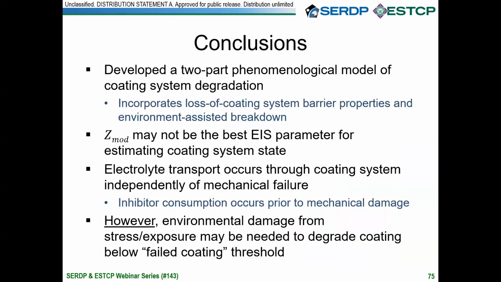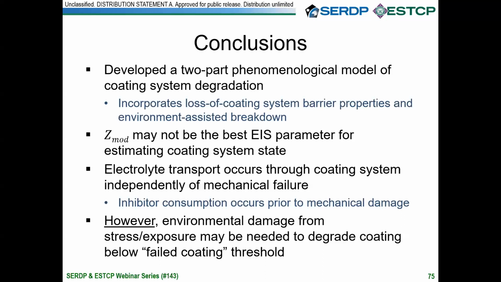So just to wrap up here, I'll touch on a couple highlights. In terms of the modeling, we have so far a two-part phenomenological model of the coating system degradation that includes tracking the parameters that we obtained from our EIS measurements to determine the state of the coating system, and then using diffusion models to try to estimate electrolyte transport and relate that back to the pore resistance. We're still working on incorporating stress fields and UV light as an environmental degradation parameter.